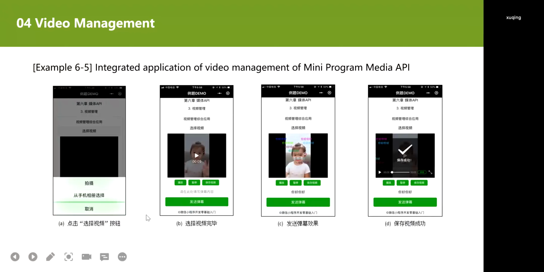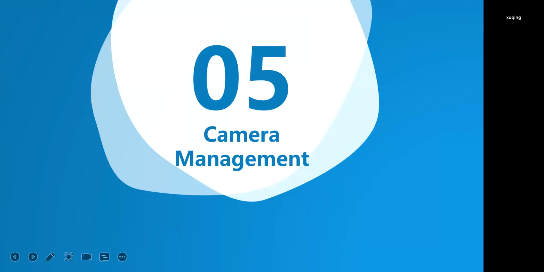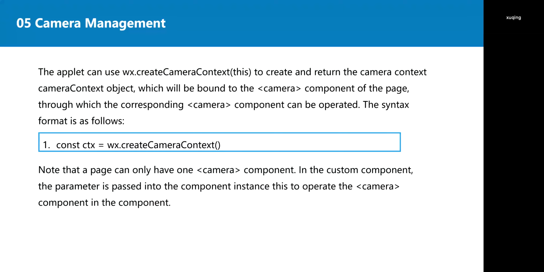And now we'll see the next content, which is camera management. The developer can use wx.createCameraContext to create and return the camera context object, which will be bound to the camera component of the page, through which the corresponding camera component can be operated. And here we have the syntax format.